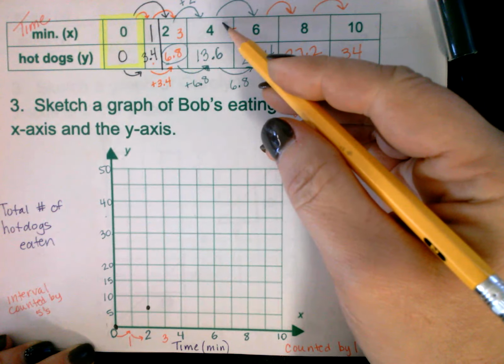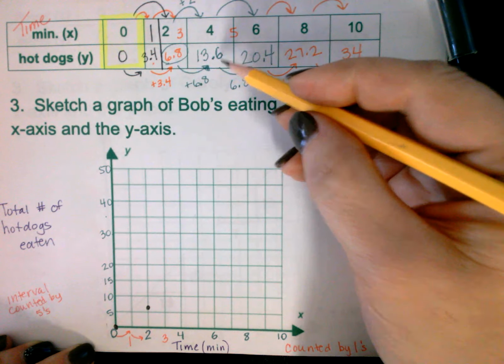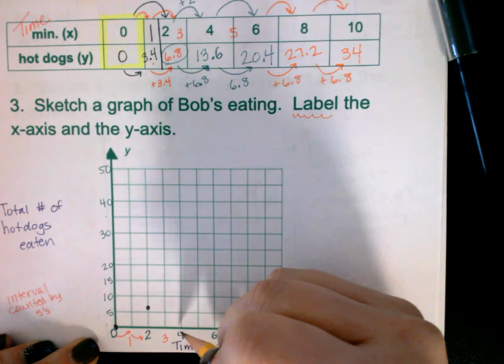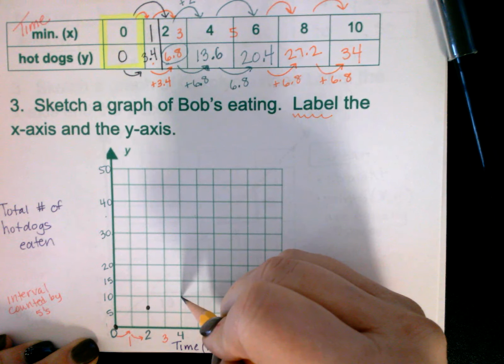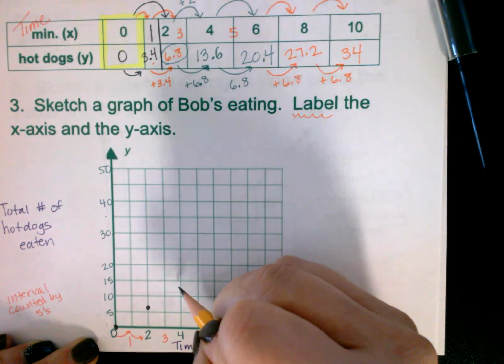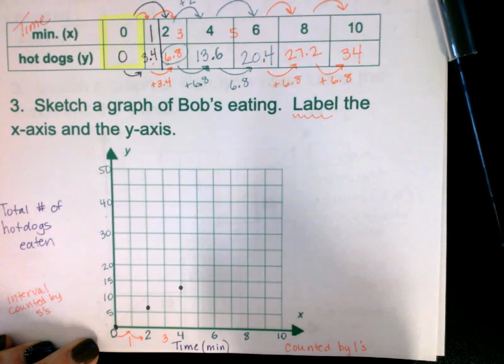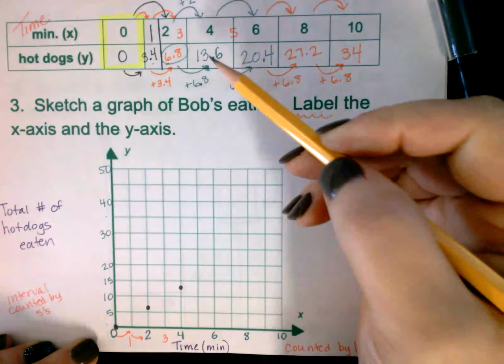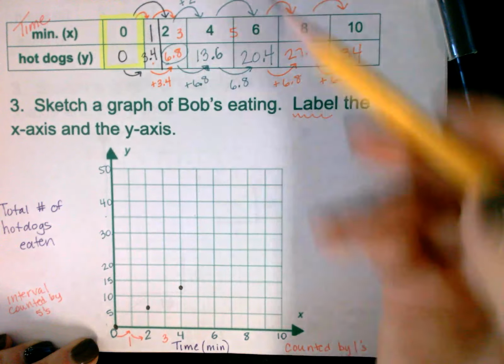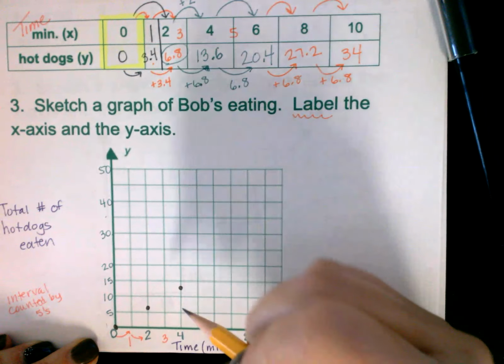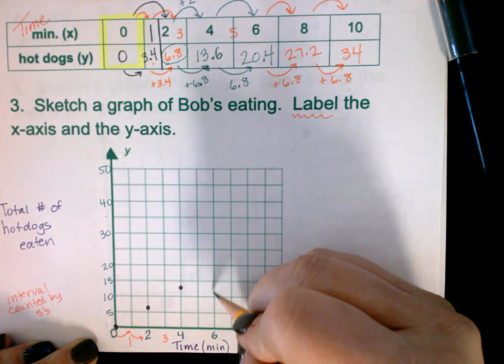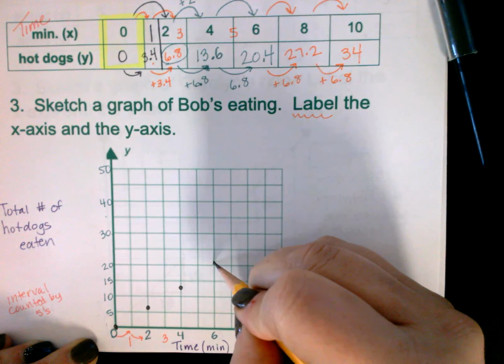After 4 minutes, he ate 13.6 hot dogs. So here's 4, here's 10, here's 15. So that's right almost in the center. We're going to do our best guessing again. It's very hard with the decimals. After 6 minutes of eating, he is at 20.4. So that is just above the 20.